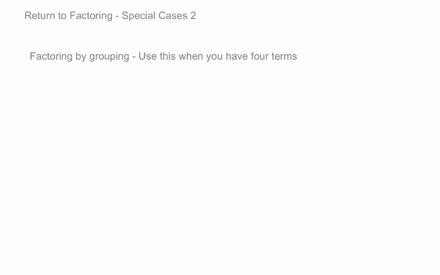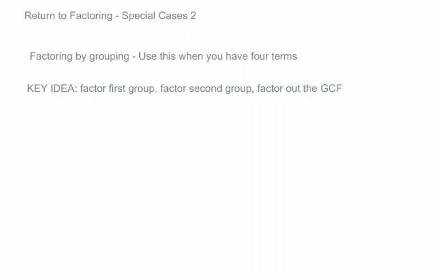So here's the key idea. How this works is you're going to break the polynomial into 2 groups, the first group and the second group. You're going to factor the first group using a GCF factoring. I guess with this strategy, you really only have to use greatest common factor. Then you're going to factor the second group using the greatest common factor. When you do that, you are going to see a new common factor, and then you're going to factor that out. So key idea: factor the first group, factor the second group, and then factor out the GCF.